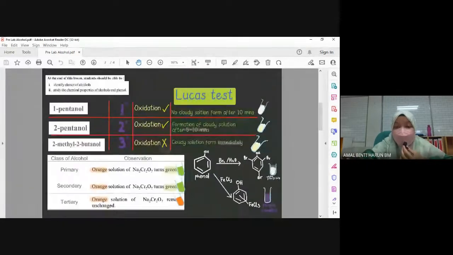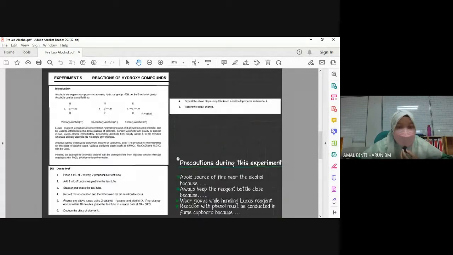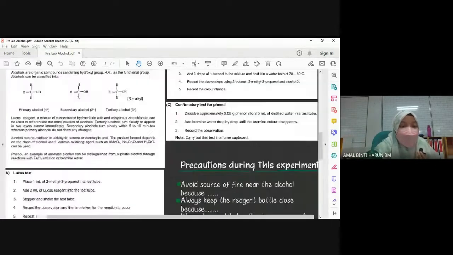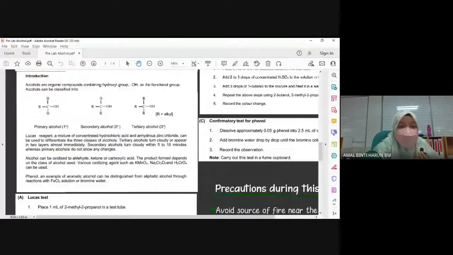So far ada apa-apa soalan nak tanya? Tak ada soalan? Okay, mari kita lihat apa yang kita akan buat dalam eksperimen ini.